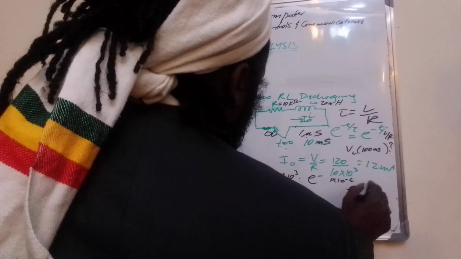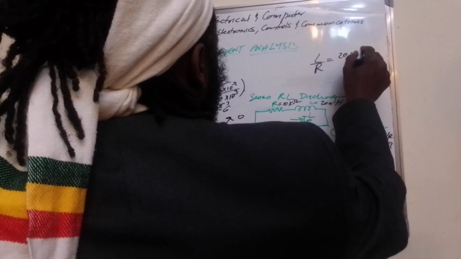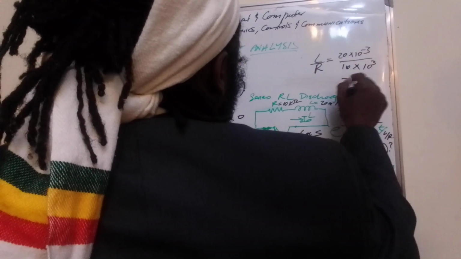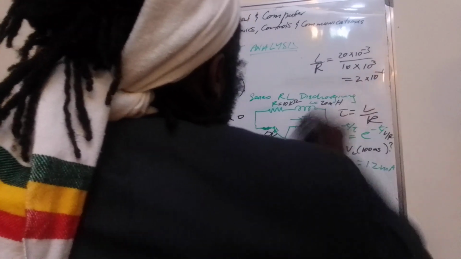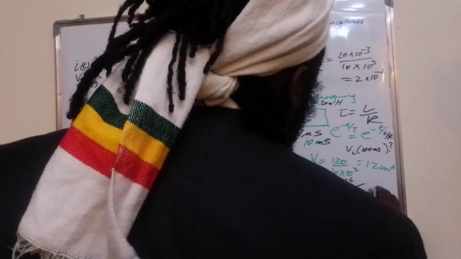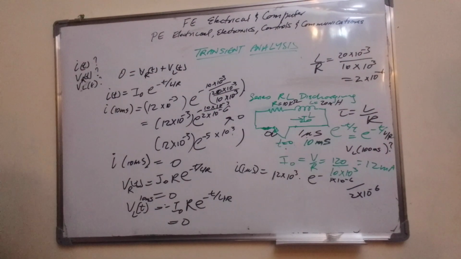And then if you work out L over R, let's do L over R separately, so it doesn't get confusing. L, which is 20 times 10 to the minus 3, over R, which is 10 times 10 to the third. That would have been 2 times 10 to the minus 6. No, this is now 2 times 10 to the minus 6. Now this would have been different now, right? Because these numbers would have been closer to numbers that make sense when using factorial.